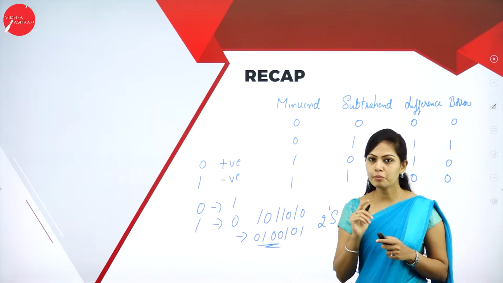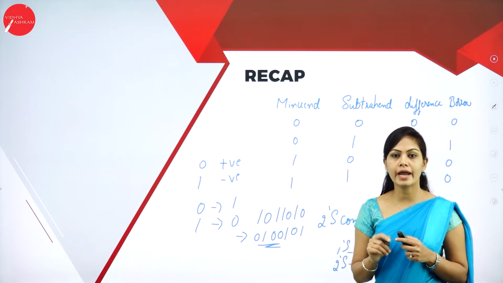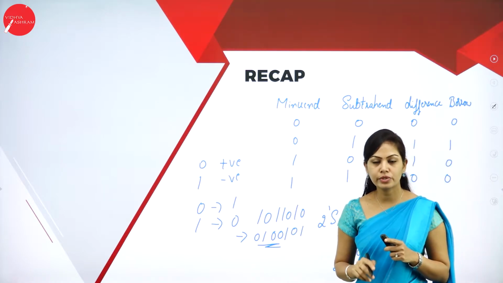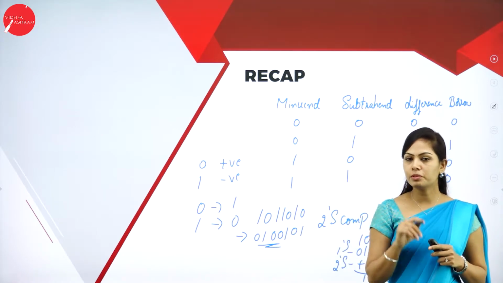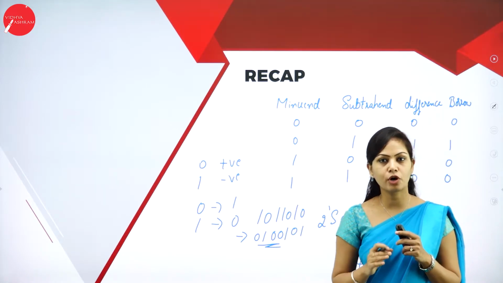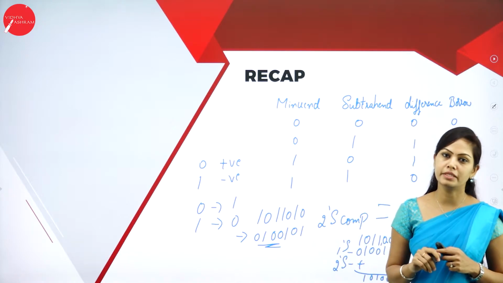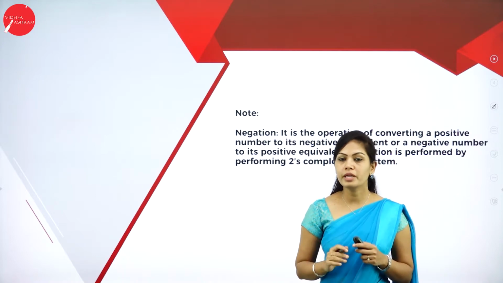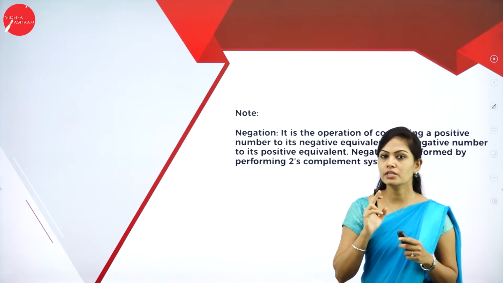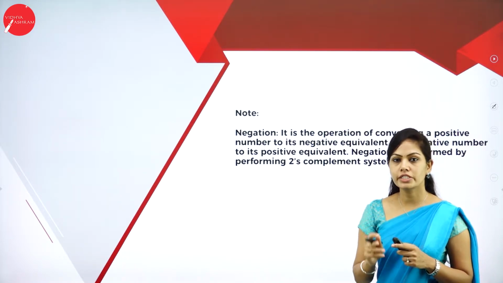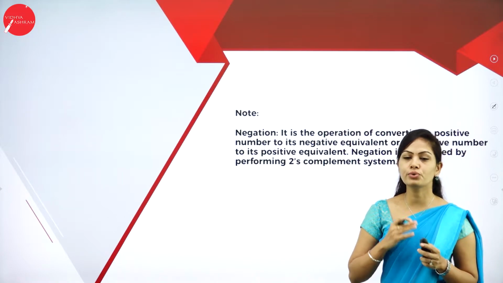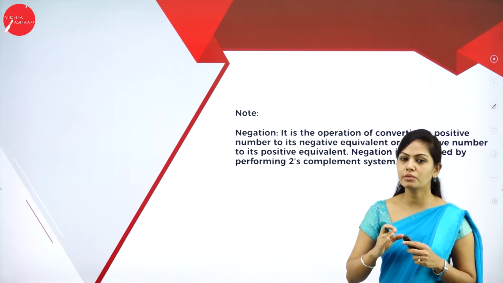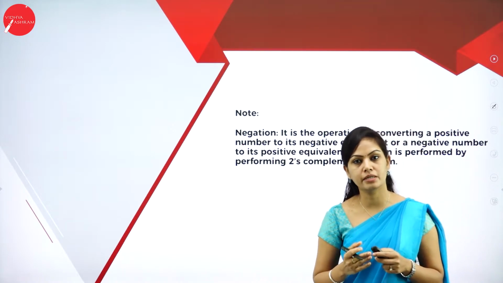So today I am going to discuss about negation and subtraction from 1's complement and 2's complement. My dear students, definitely there will be a problem from subtraction between 1's complement and 2's complement method. So first topic is negation. So what do you mean by negation? Negation is an operation. It changes from positive to negative and negative to positive. Negation means it is a complement method.